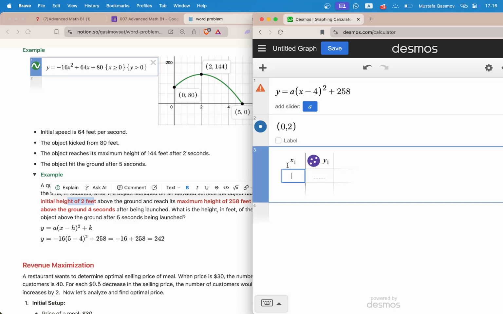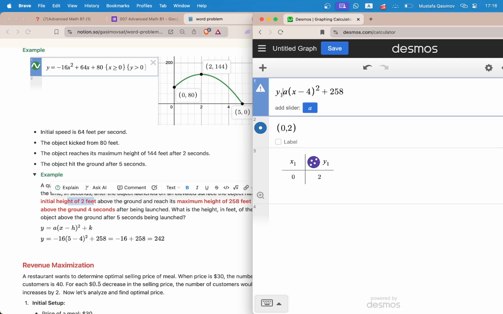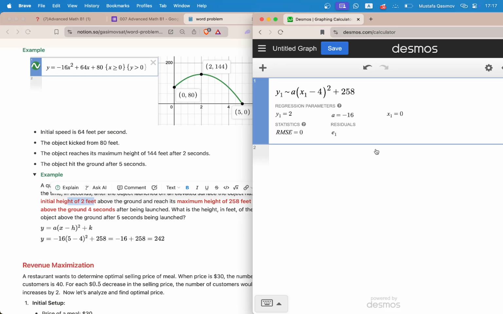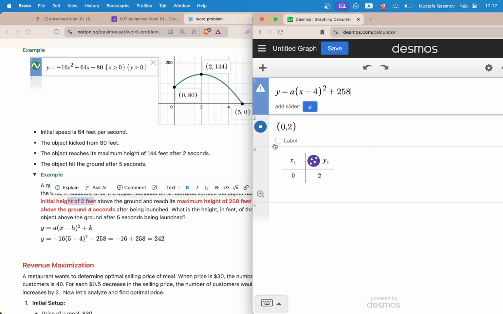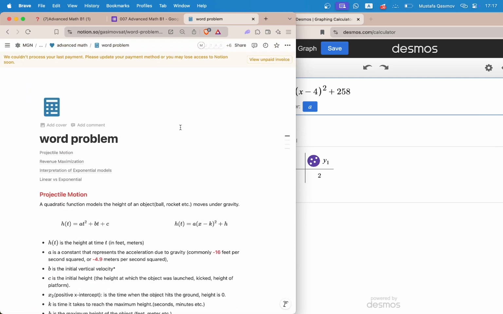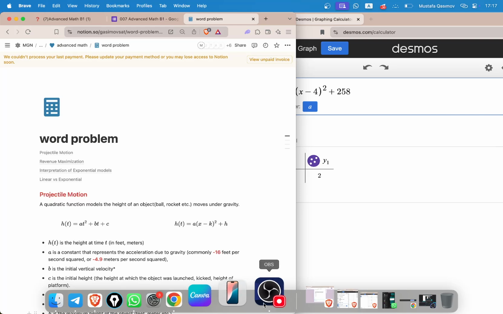Let's do it with a table. Actually we don't need to use a table, but you can see that it is negative 16. Okay, do you have any question? Okay, I will send this video to you.